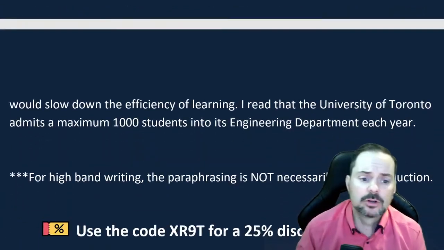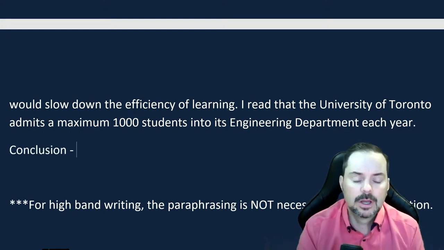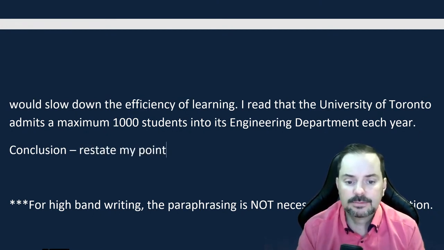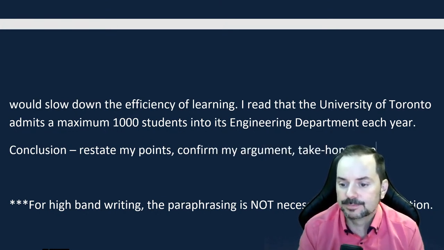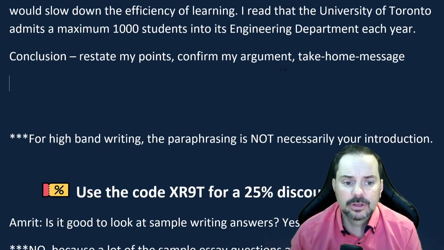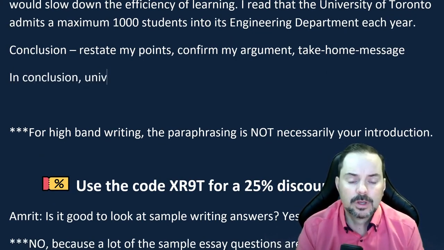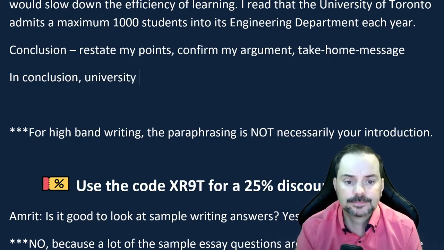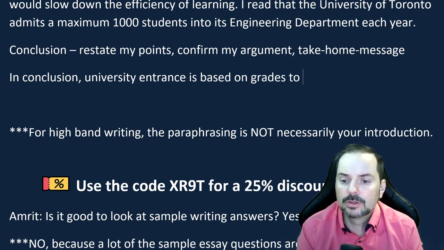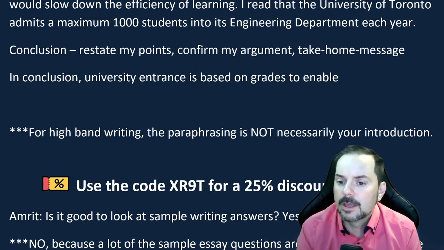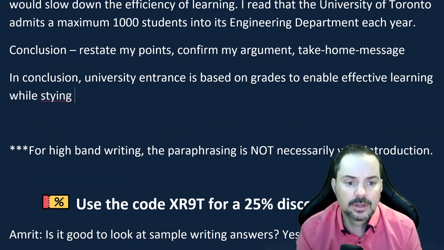So now I have my conclusion, and in the conclusion, I need to restate my points, confirm my argument, and give a take-home message. Okay, that's what a good conclusion will have. Okay, so in conclusion, university entrance is controlled or is based on grades to enable effective learning while staying competitive.